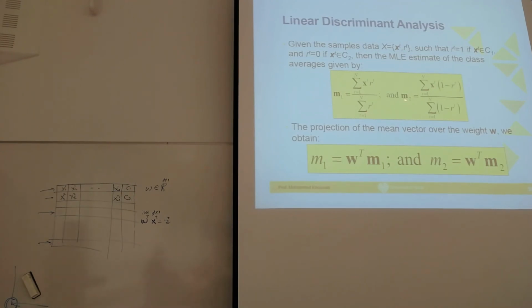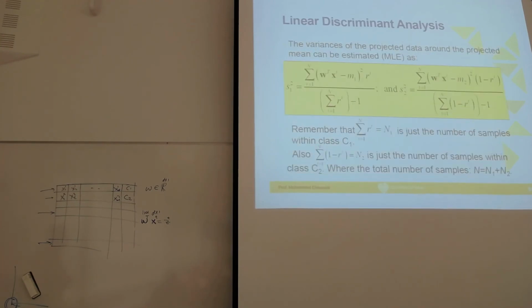And this is the maximum likelihood estimation for the mean of class 2. So in this way, we computed the mean of each class. Okay. Now, the projection of the mean of the class by the same weight vector, this is the weight vector that we are looking for. If we make the projection, then we will have a scalar. And this scalar is called M1, and this is M2, which means that it is the mean of the data after projection.